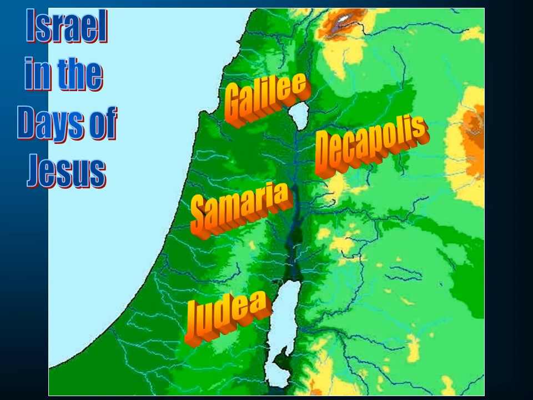To the east, I have the Decapolis. This was actually a word meaning the 10 cities. Deca, like a decalogue, would be the 10 words. The Decapolis were the 10 Greek cities that had settled in that area to the east of the Jordan River.